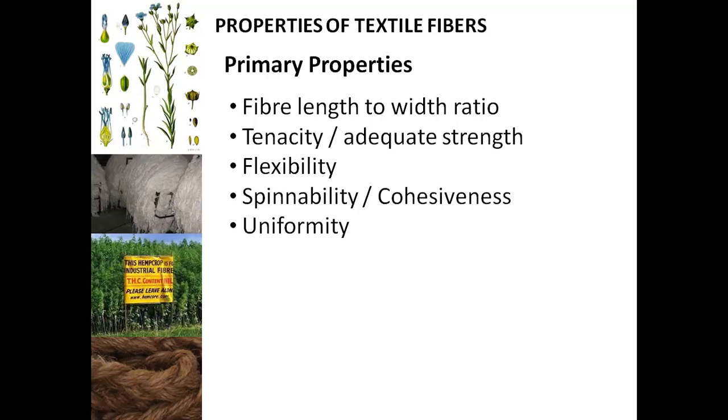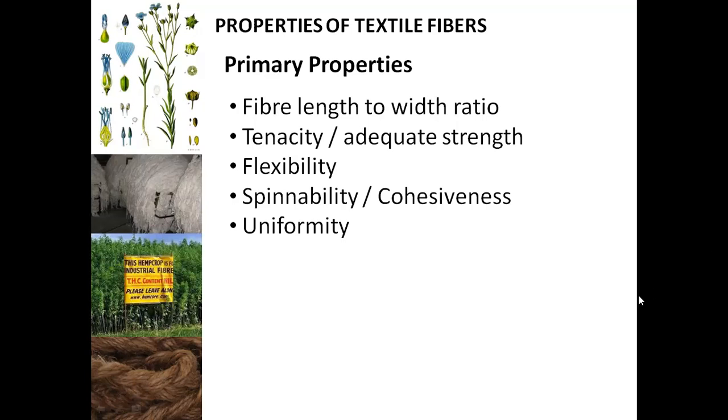Then the next one is uniformity. All the fibers should be uniform in size as well as shape. If it is not uniform, it cannot be used for any further purposes. So these 5 properties play a major role in determining the textile fibers. First one is fiber length to width ratio, then tenacity or adequate strength, then flexibility, then spinnability or cohesiveness, and the last one is uniformity.